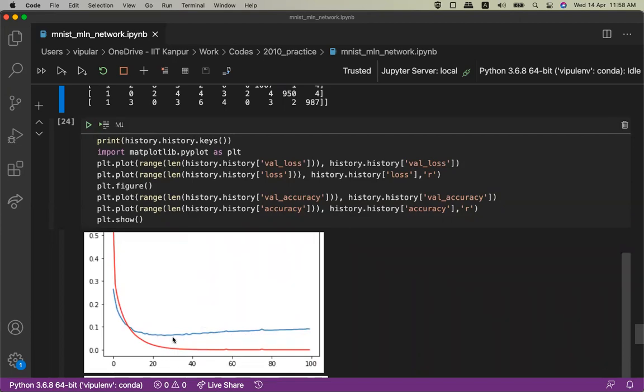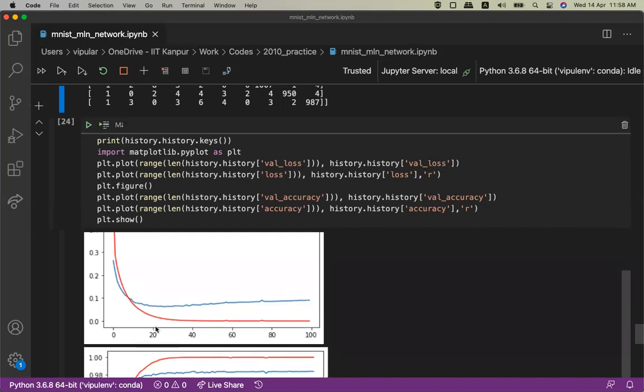Like if you memorize your answers in your training data, you will not be able to solve the mock test problems very well, right? So you are saying okay, now I'm going to the memorization stage, just stop here, I have learned the concepts enough. Then you should ideally have stopped here, where the validation loss is minimum.